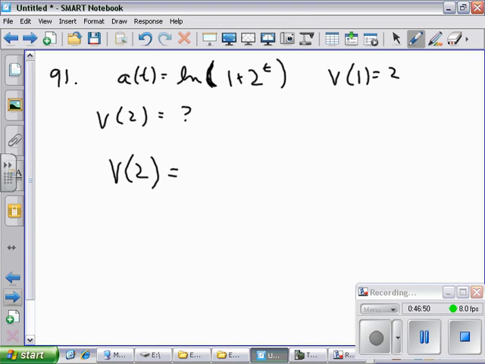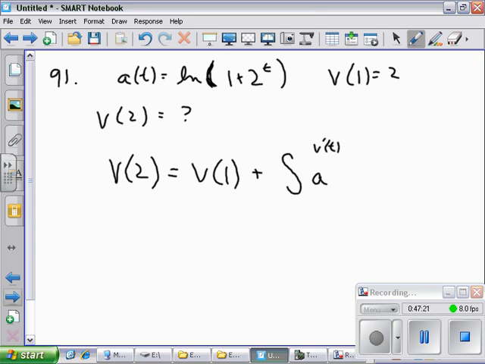When you're given the derivative of a function, one point on the function, and you want to know the y coordinate somewhere else, you take the old y, in this case the old velocity, and I'm going to write it out. You take v of 1, and you add to it the change. How do you get the change? If I want the change in velocity, I take the antiderivative of v prime, which is the acceleration.